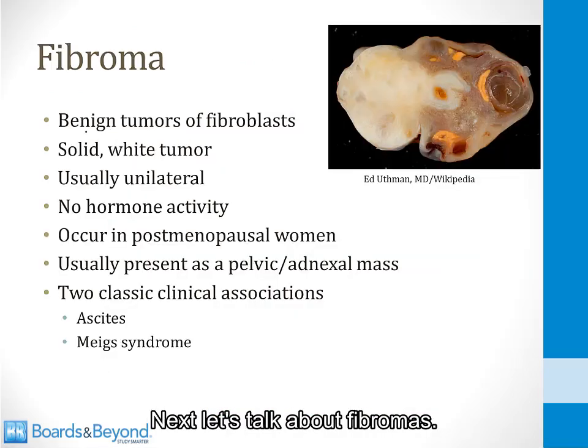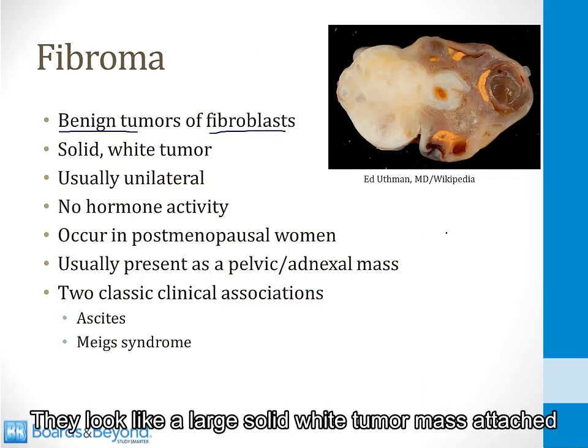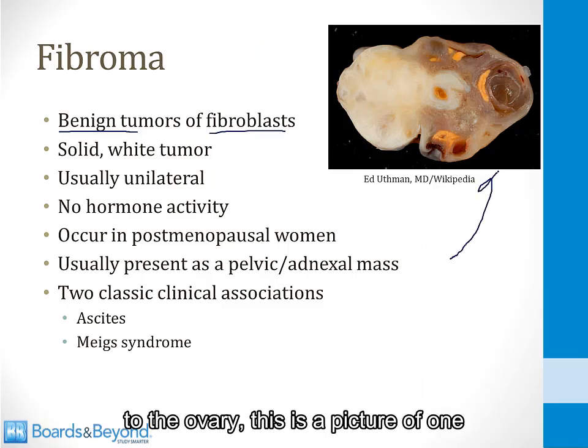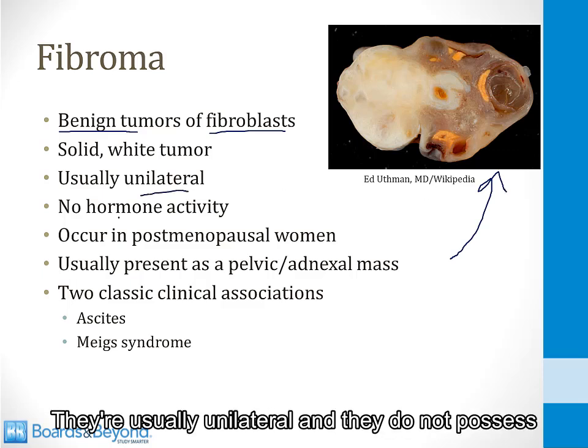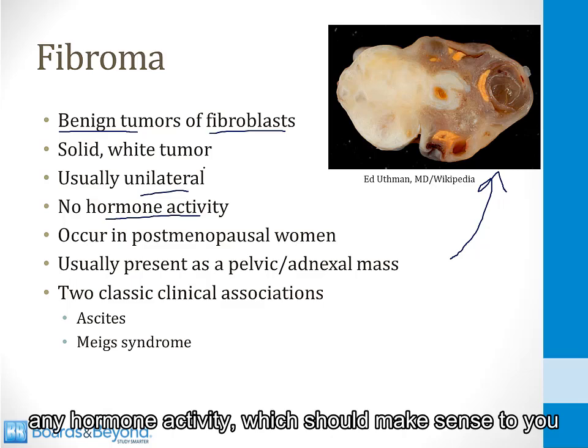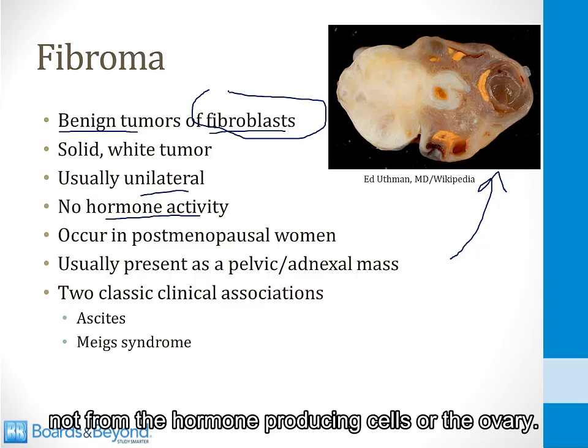Next, let's talk about fibromas. These are benign tumors that derive from fibroblasts. They look like a large solid white tumor mass attached to the ovary. This is a picture of one shown on the screen here. They are usually unilateral, and they do not possess any hormone activity, which should make sense to you because they derive from fibroblasts, not from the hormone-producing cells of the ovary.